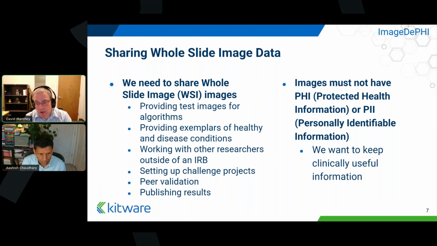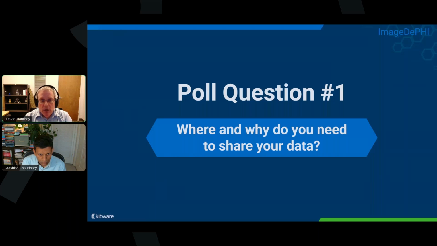And depending on how rare disease conditions are, it's easier or harder to do that. And so you actually have to make judgment calls about exactly what gets kept and what gets removed. And our tools allow you to do that, and this is something that's on a per project basis. So we'll just start with a poll. Where and why do you need to share your data?